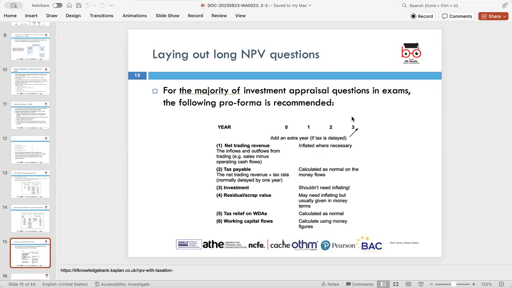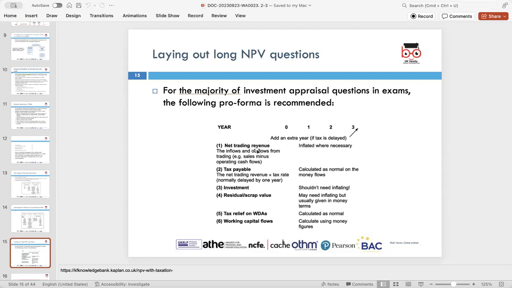In investment appraisal, we consider the impact of taxation over several years. Net trading revenue indicates all the money coming in from trading activities, such as sales revenue minus operating expenses. Tax payable: we calculate the tax payable based on the net trading revenue. This tax payment is usually delayed by 1 year.